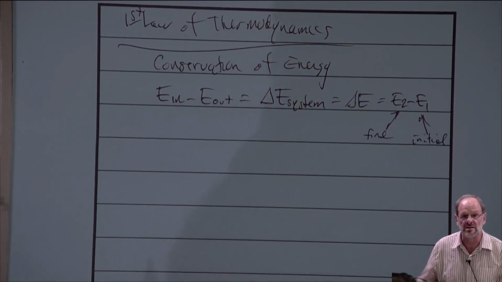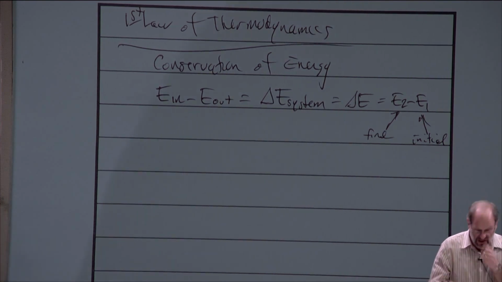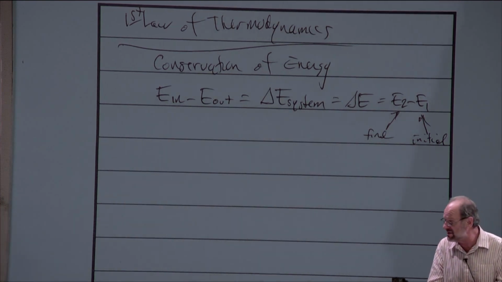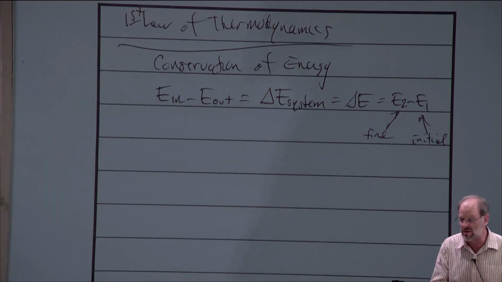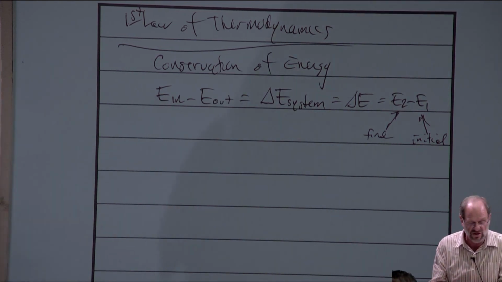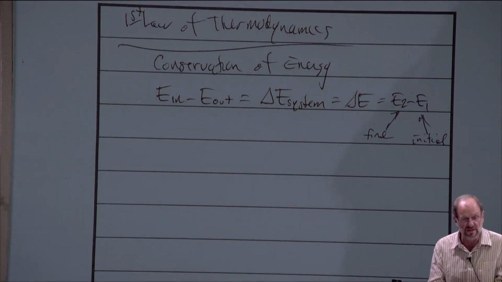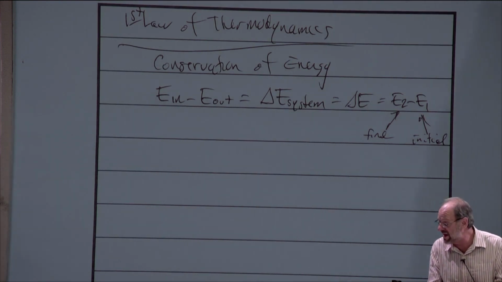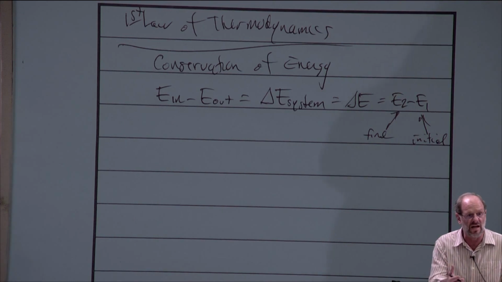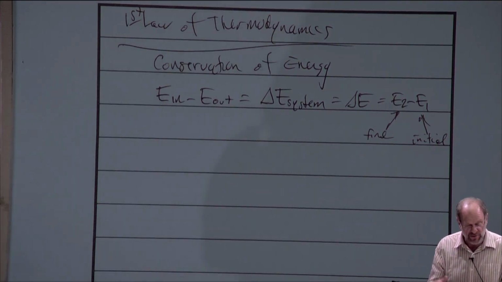So in essence, this tells me that the difference between what goes in and comes out of our system, at least with regards to energy, is equal to the difference between the energy that we end with and the energy that we start with. These numbers can be positive or they can be negative. In other words, we can have more energy in than out or more energy out than in. But this is the basic first law of thermodynamics.